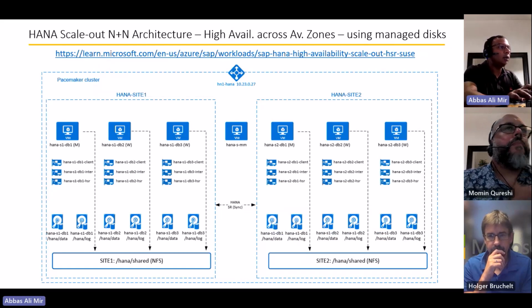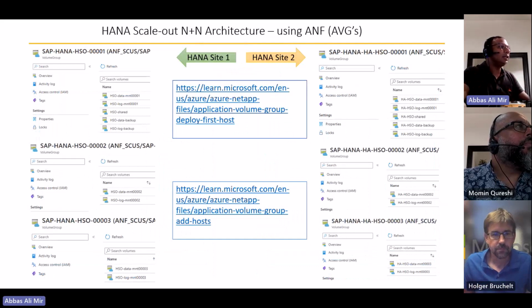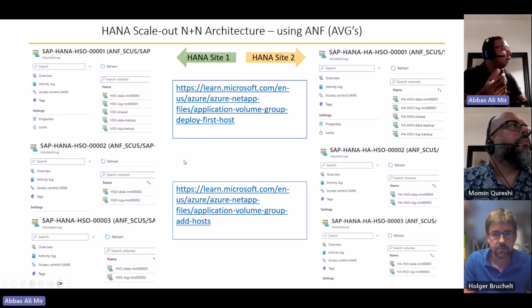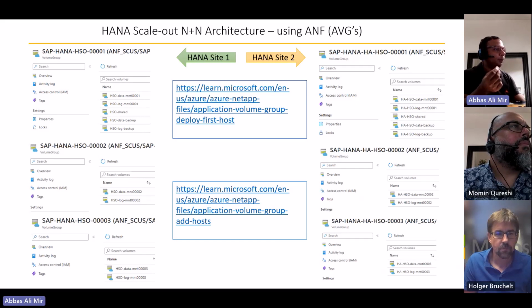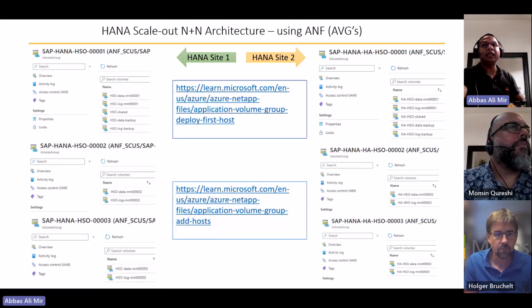And the last slide I wanted to talk about was the ANF. On the ANF side of things, when you provision ANF volumes, there is a concept called ANF application volume groups. We're going to show you in a demo in a few minutes. What the application volume groups do is create the ANF volumes in close proximity to the compute, wherever your HANA VMs are running, because we want to make sure that the network latency is very low.